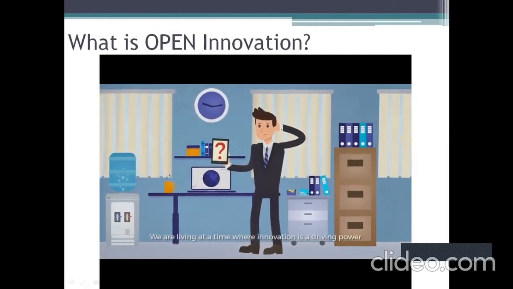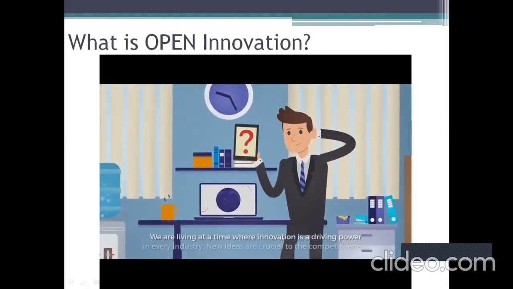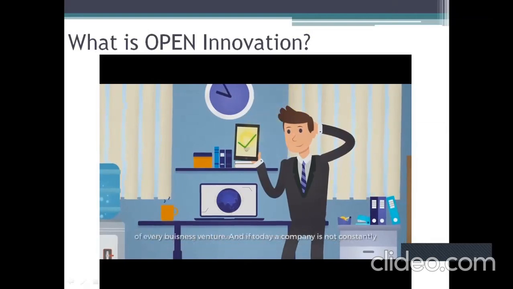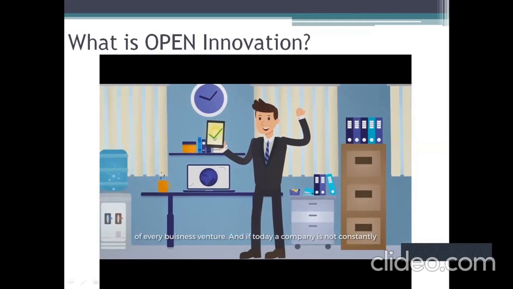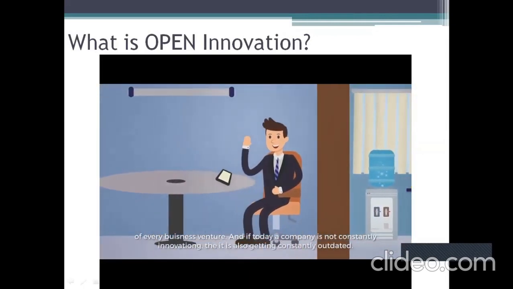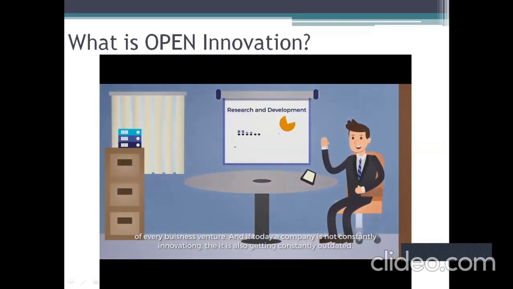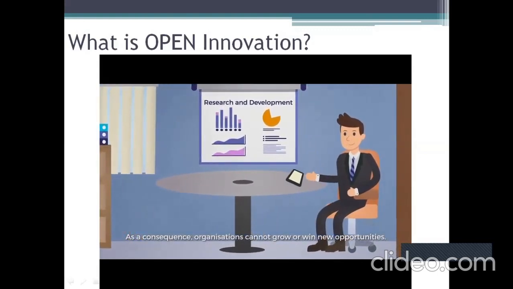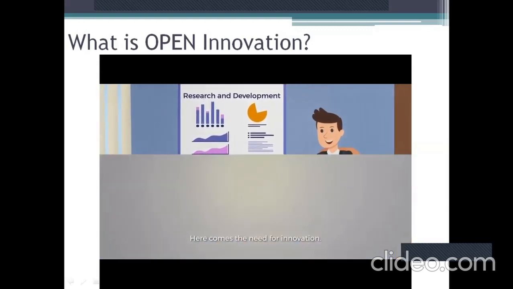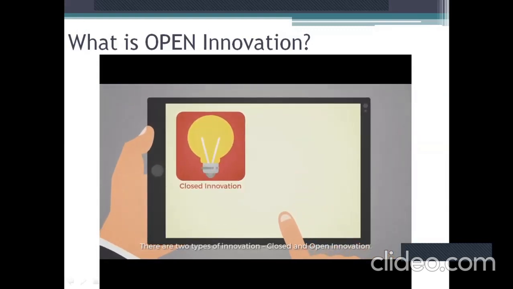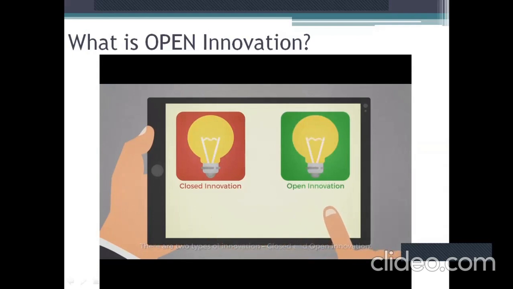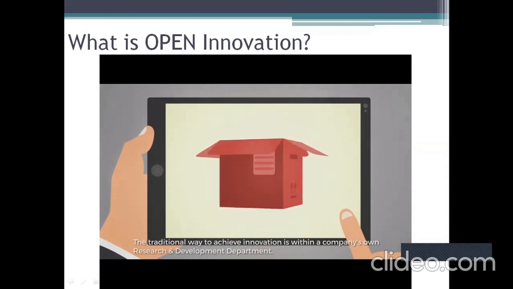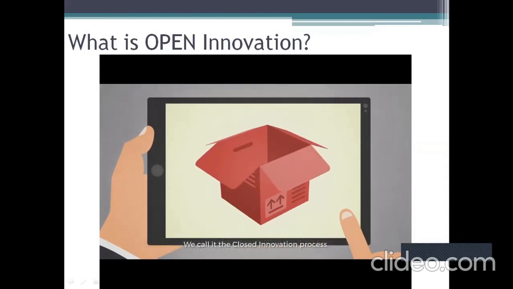We are living at a time where innovation is a driving power in every industry. New ideas are crucial to the competitiveness of every business venture. And if today a company is not constantly innovating, then it is also getting constantly outdated. As a consequence, organizations cannot grow or win new opportunities. Here comes the need for innovation. There are two types of innovation: closed and open innovation. The traditional way to achieve innovation is within a company's own research and development department. We call it the closed innovation process.